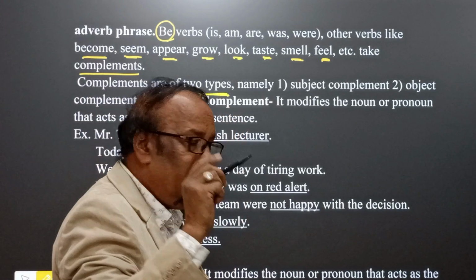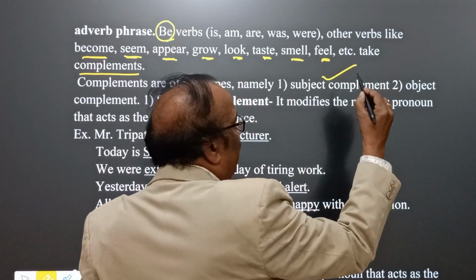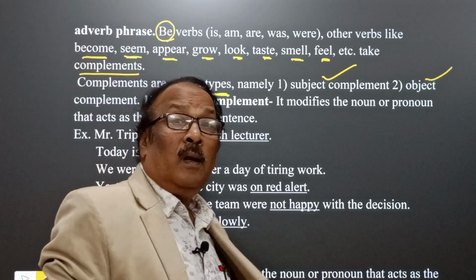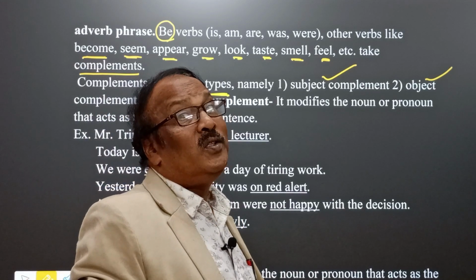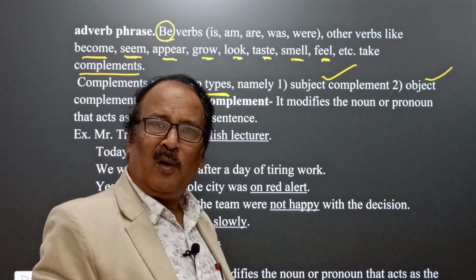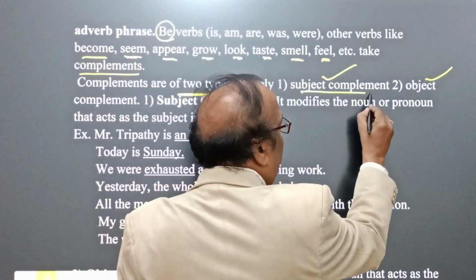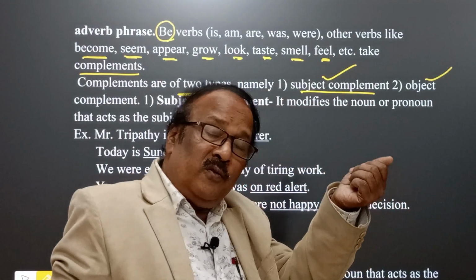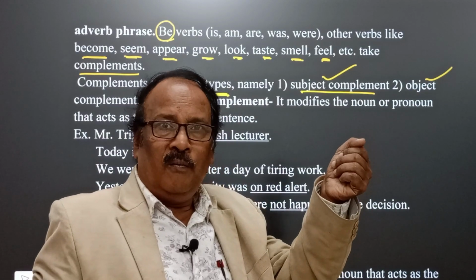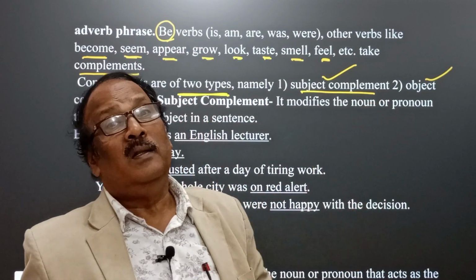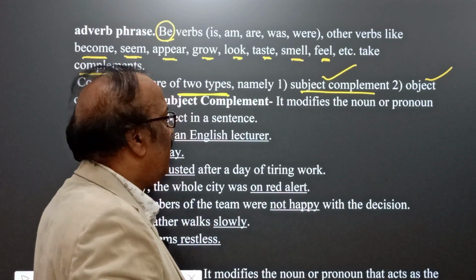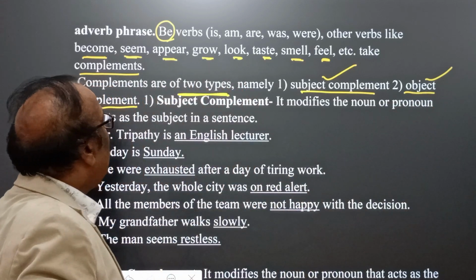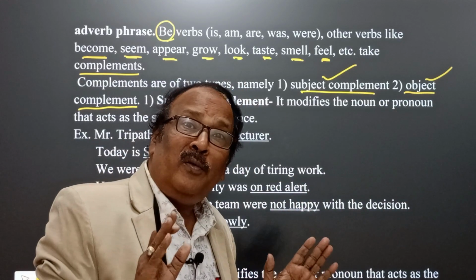Two types again. What are they? Subject complement and object complement. Yes, whenever it complements the subject part, that is noun or pronoun, it is what we call subject complement. Whenever the complement refers to the objects of the verb, then definitely that is called object complement, right? So here we find that complements are of two types.